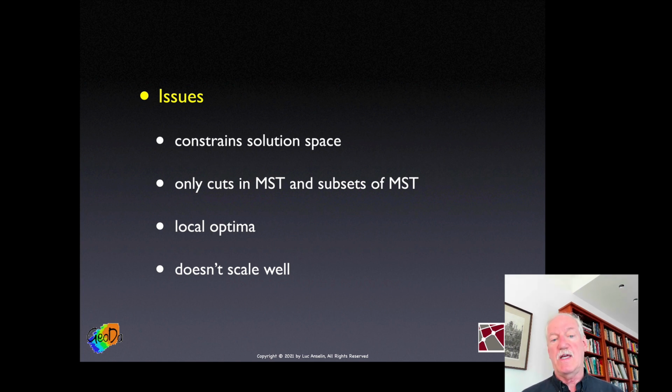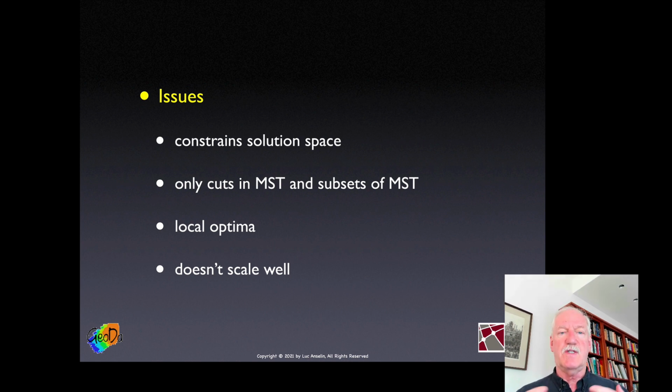The issues with this approach are that obviously by going to the minimum spanning tree, you remove some possibilities, and the solution space is constrained. We'll see that in the partitioning methods that we'll consider later, that is not the case. There's no constraining of the solution space. And then also by the nature of the constrained solution space, we only have cuts in the minimum spanning tree and subsets of the minimum spanning tree. So it's a divisive process. Once you cut, you cannot put them together, which ends up giving us local optima, not necessarily a global optimum.